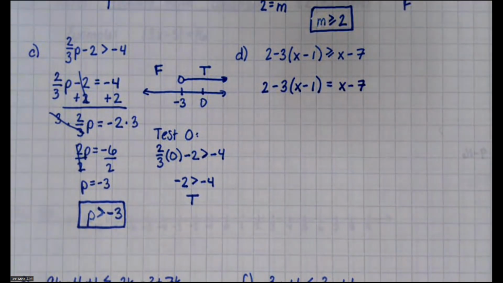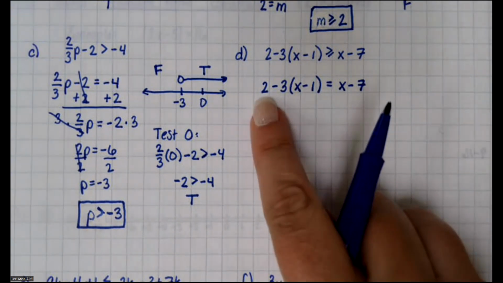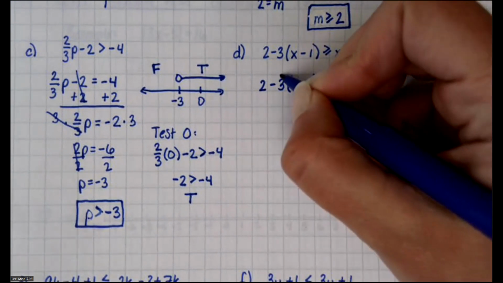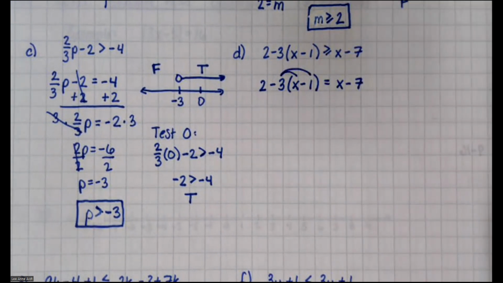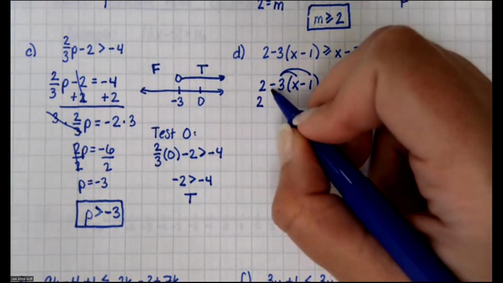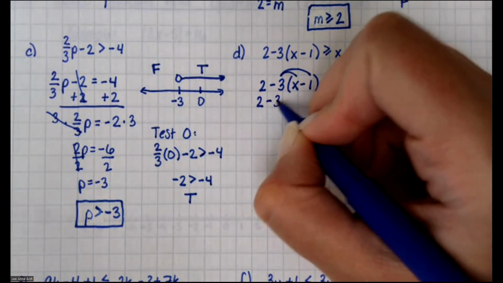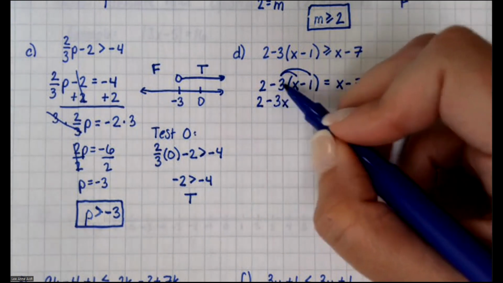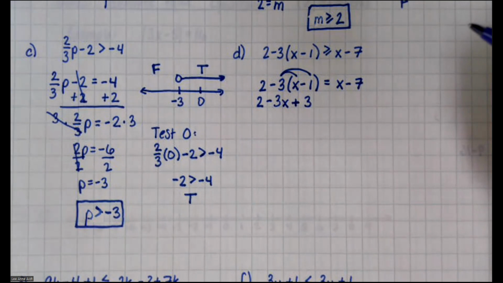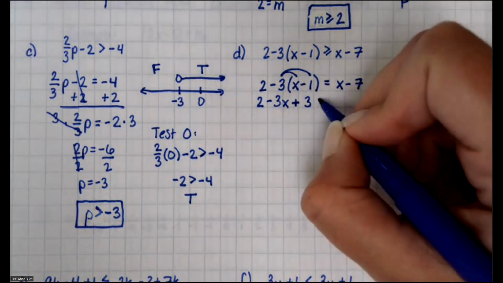Is anyone willing to guess what the number one mistake students will make in this problem right at the beginning is? Yeah, their children will do 2 minus 3. That's not proper order of operations. So just put the little thing in there before we even start. So we have 2. Negative 3 times x is negative 3x. And negative 3 times negative 1 is positive 3. Make sure you get that positive 3.